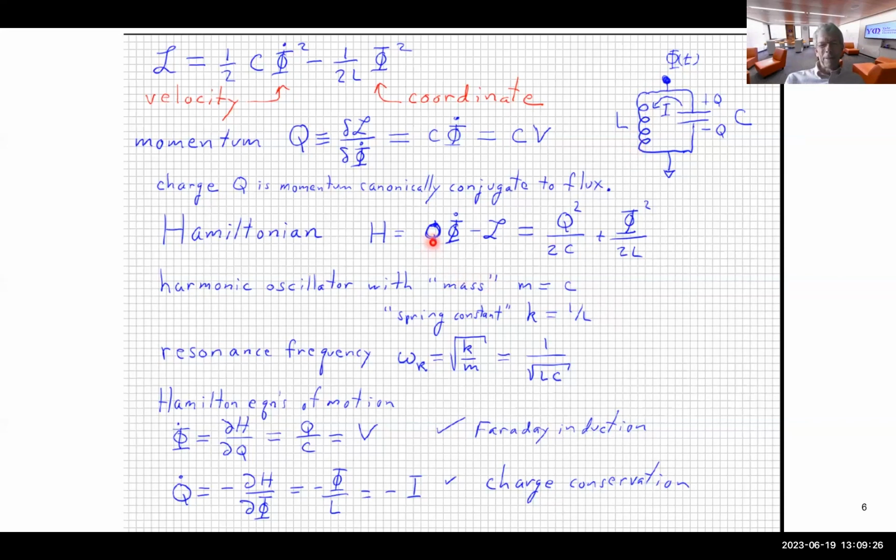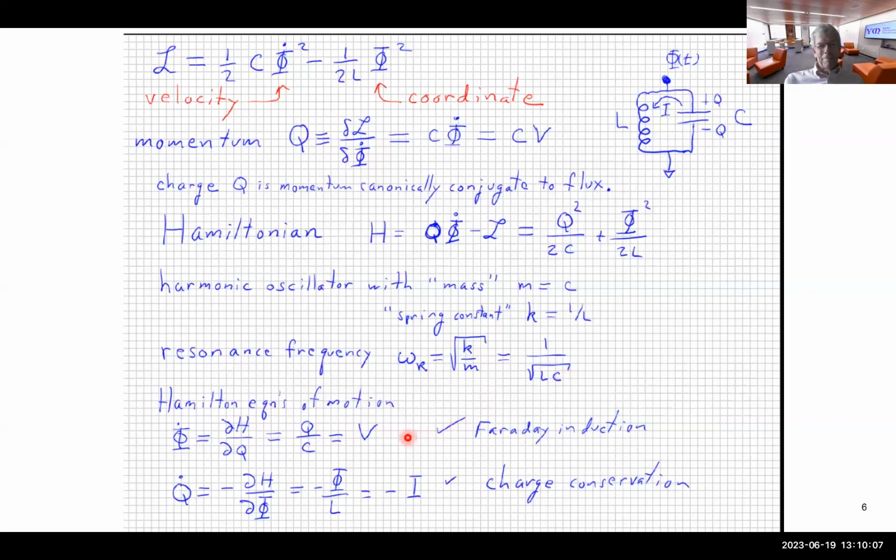So we compute the Hamiltonian in the usual way, momentum times velocity minus Lagrangian, and we get charge squared over twice the capacitance plus flux squared over twice the inductance. So again, it looks like a classical oscillator with mass equal to the capacitance and spring constant equal to 1 over the inductance. And since we know the resonance frequency of a mechanical oscillator is square root of k over m, that gives us the usual electrical oscillator resonance formula, 1 over the square root of inductance times capacitance.